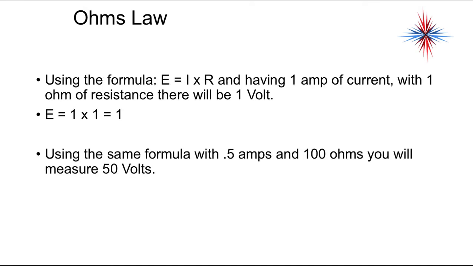Using the formula E equals I times R, with 1 amp of current and 1 ohm of resistance, there will be 1 volt. So E equals 1 times 1 equals 1. Using the same formula with 0.5 amps and 100 ohms, you'll measure 50 volts. Again, that's because I times R, so 0.5 times 100 is 50.